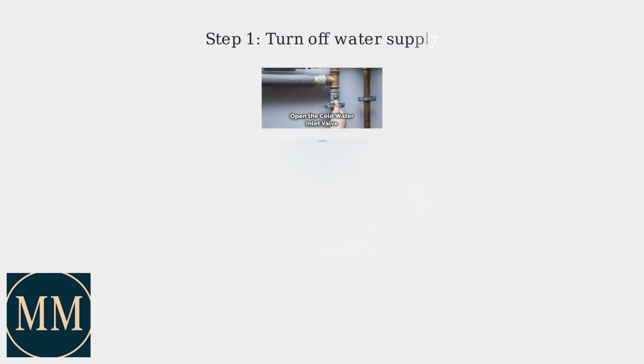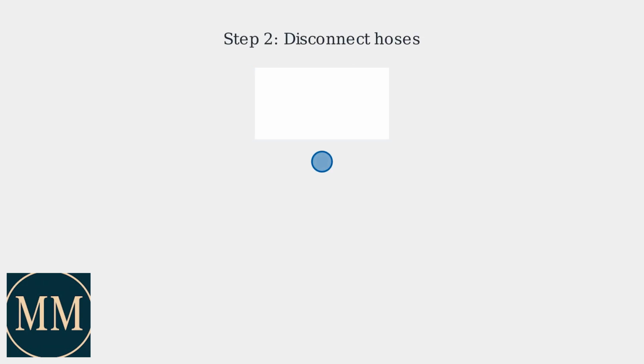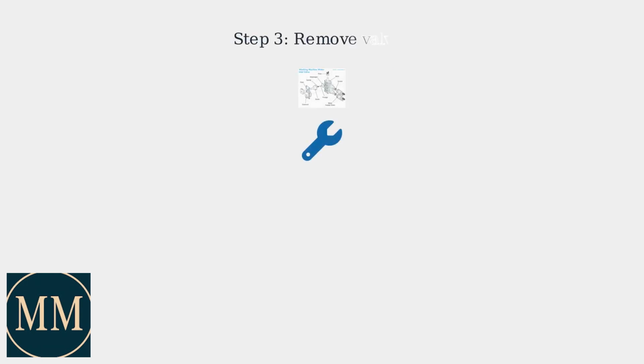First, turn off the water supply to the washer to prevent any water flow during the cleaning process. Next, disconnect the water inlet hoses from the back of the machine. Pull them straight off carefully. Carefully remove the water inlet valves from the machine. You may need to unscrew or unclip them.